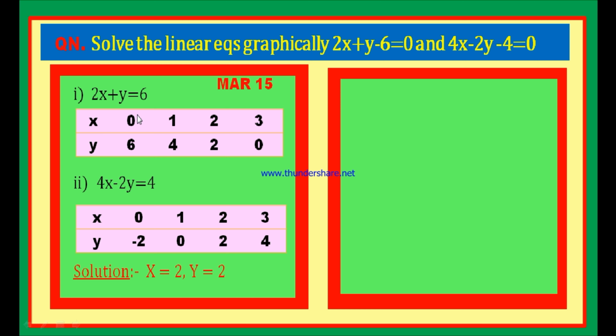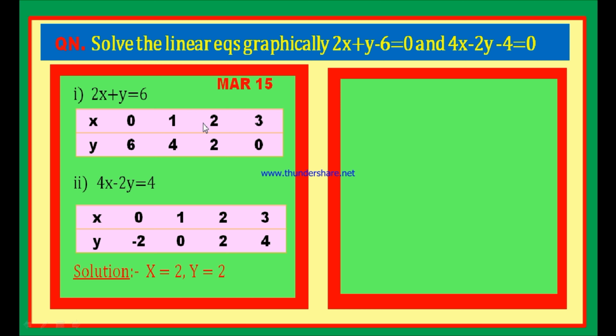Let us consider x is equal to 0. If we put x is equal to 0, then 2 into 0 is 0 and y is equal to 6. Therefore the first point on this graph is (0, 6). Next, substitute x is equal to 1. Then 2 into 1 is 2 plus y is equal to 6, or y is equal to 6 minus 2, which is 4. Therefore the point is (1, 4).